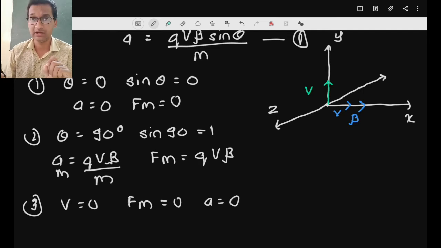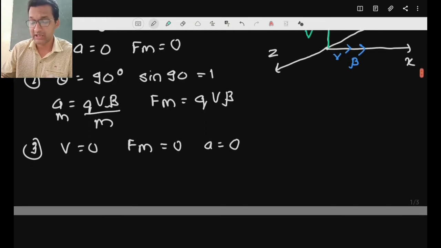Another case is when a charged particle enters at an angle which is greater than 0, we know that at 0 the magnetic force will not act, and less than 90. Then we will have to divide this velocity into two parts, the perpendicular component and the parallel component. But let us look at the second case in a little bit more detail.